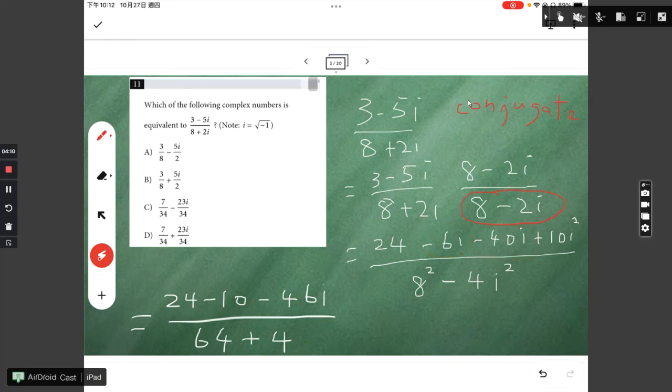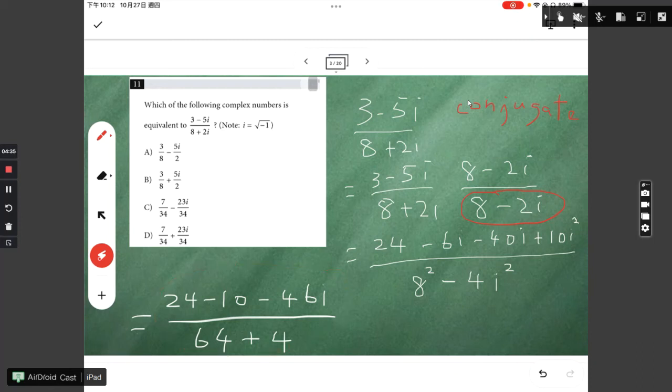They sum to negative 46i. And 8 squared gives you 64. This one, once again, is negative 1, and negative 1 times negative 4 becomes plus 4. So after all the algebraic manipulation, we come down to this.